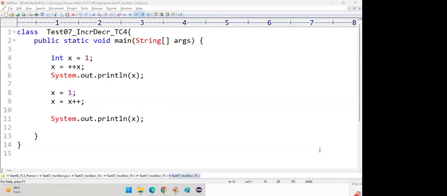Check with your next friend what output he got and what output you got. Check with your friends and tell me the output.